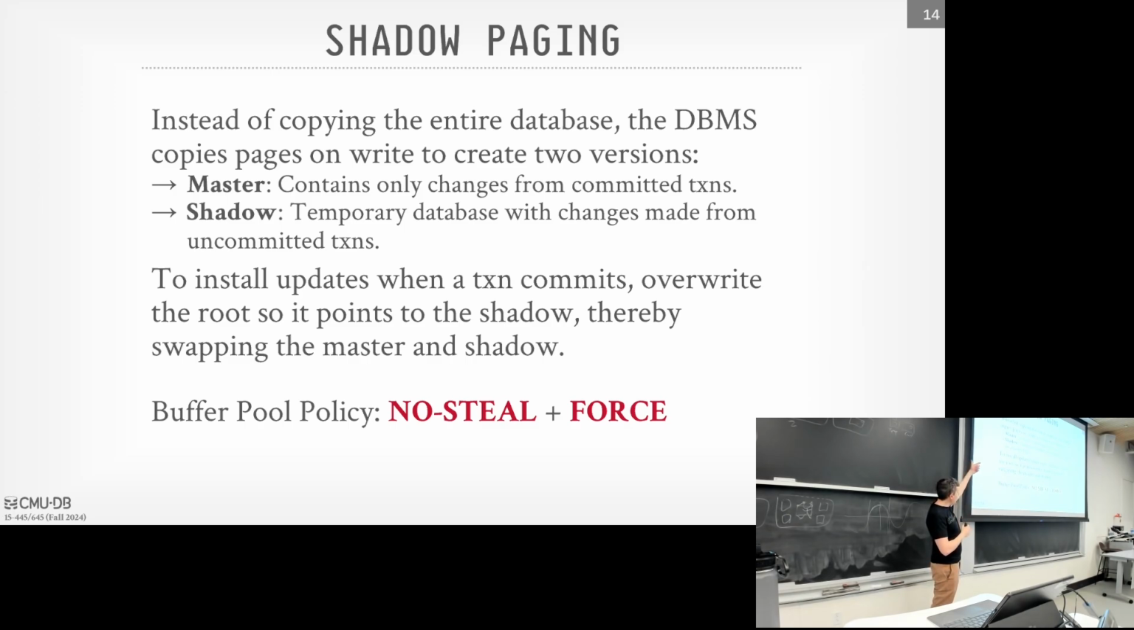And so there'll be a master copy that's only going to contain changes from committed transactions. And then the shadow copy will be a temporary space where we'll apply the changes for uncommitted transactions. Then when a transaction goes ahead and commits, we flush out all those dirty pages from the shadow page table. And then we have this pointer that says, here's the current master page table. And we just swap that pointer, flush that out to disk, and now the old shadow becomes the new master. Right?